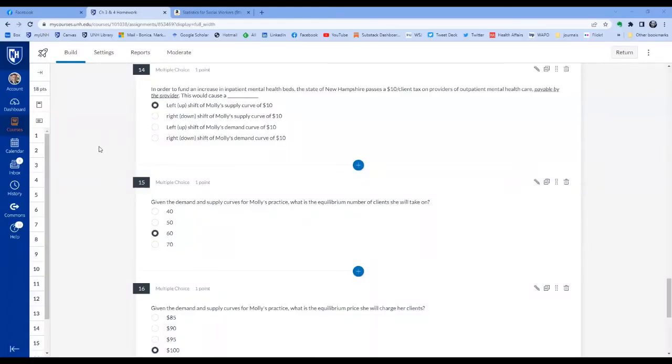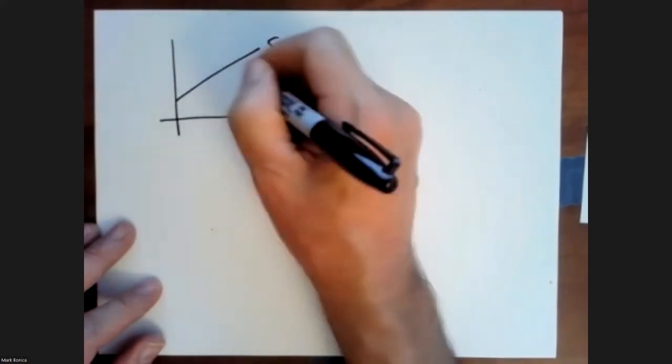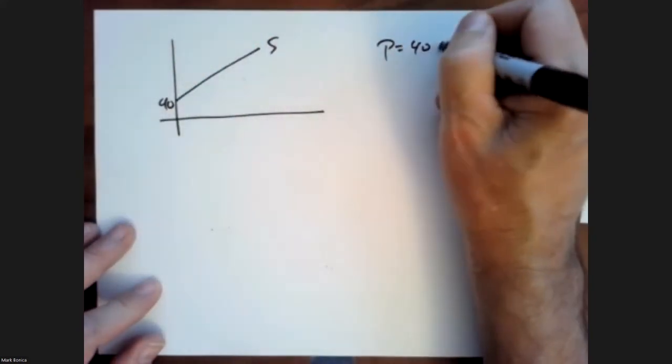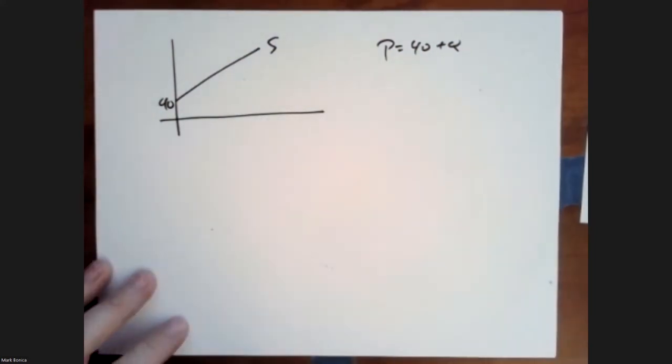Problem 14. In order to fund an increase in inpatient mental health beds, the state of New Hampshire passes a $10 per client tax on providers of outpatient mental health care, payable by the provider. This would result in, or would cause, a blank. So now let me go back to my, so now we're back to Molly, right? Molly had a supply curve of P equals 40 plus Q, right? And so now the state is going to charge her a $10 per client tax.